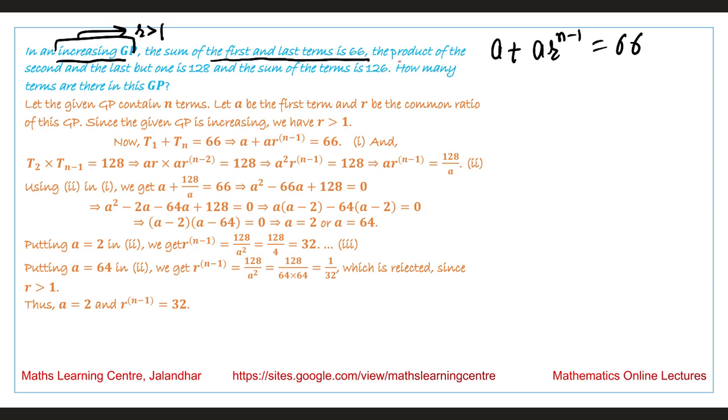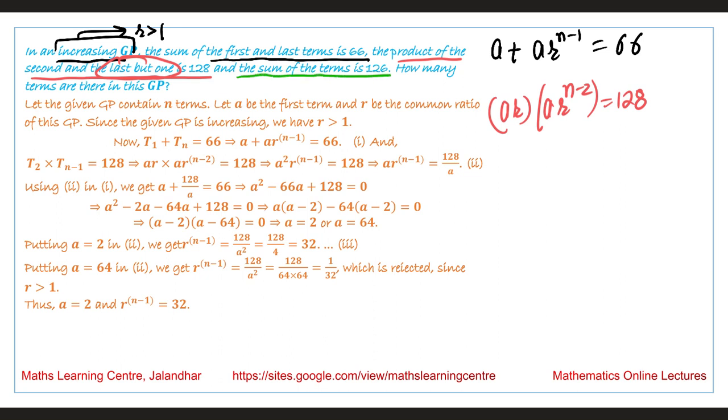Now next is, the product of the second and the last but one is 128. The second term is ar, and last but one means we are talking about the second last, which is ar raised to the power n minus 2. The product of these two is 128. Next thing that is given is, the sum of the terms is 126. That is, the value of Sn is given to be 126. We have to find how many terms are there in this GP.